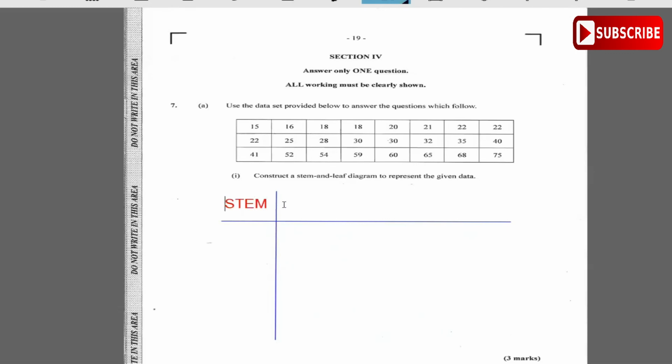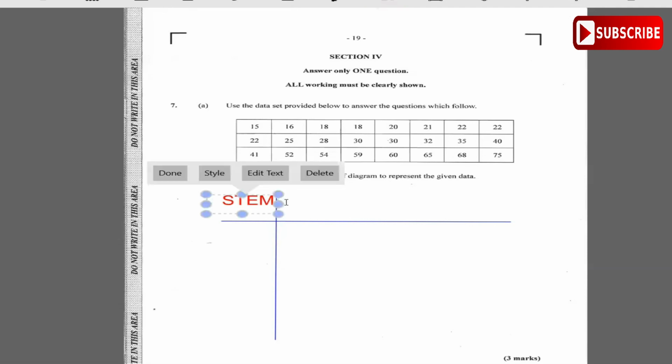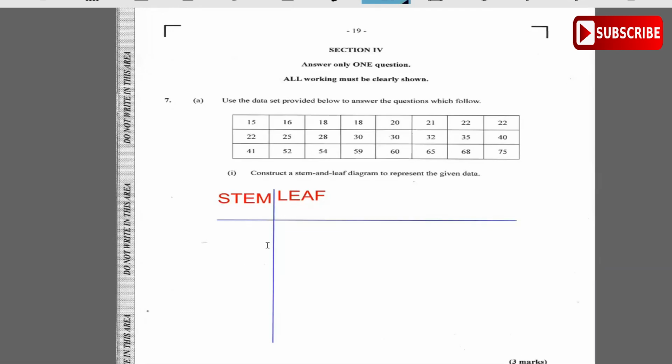And over here is your stem and leaf. Looking at it, the data goes from 10 to 75, so we can put the stems 1, 2, 3, 4, 5, 6, 7. All right. Now, how many of them? So let's go with this one now.